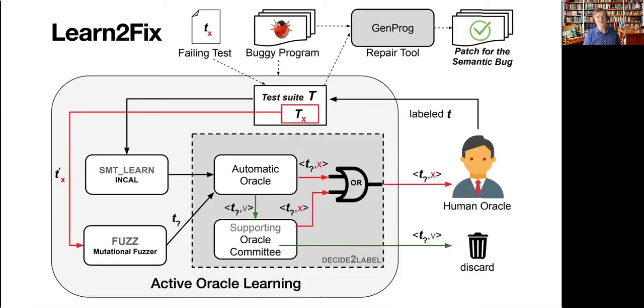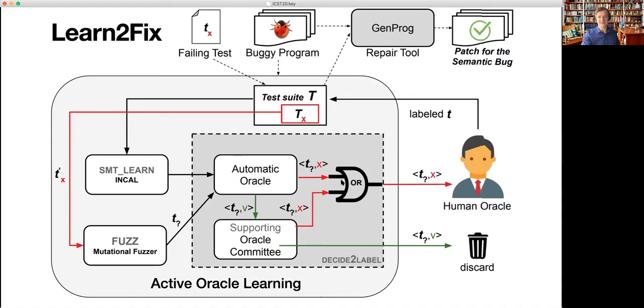So here's a more architectural overview of Learn to Fix. You start with a failing test case, which is added here. We also have a buggy program. Then we fuzz that test case and we learn the SMT formula first, and pass this failing test case to that automated oracle.